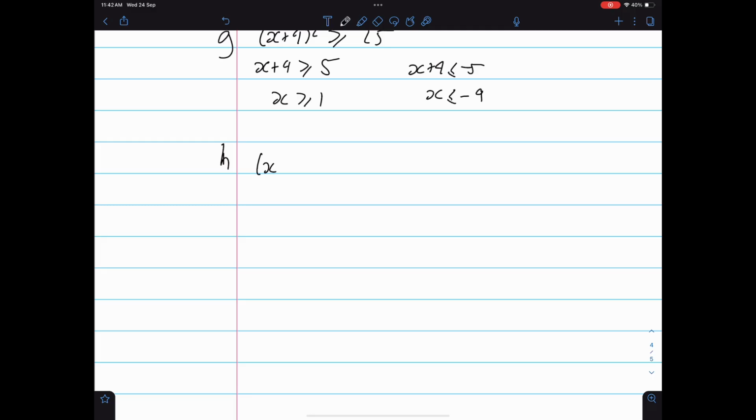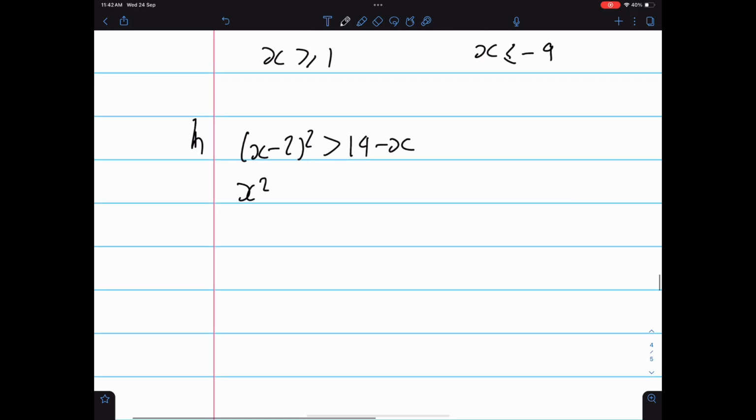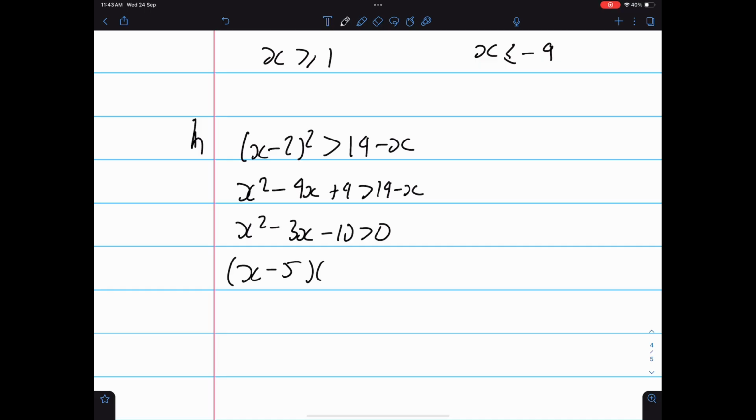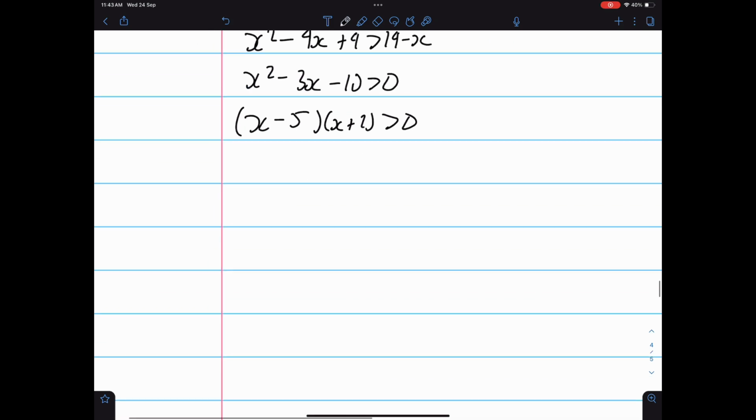H, (x minus 2) squared less than 14 minus x. I would expand. Move to one side. Factorize. We got critical points at 5 and negative 2. x will have to be less than negative 2 or greater than 5 in order for it to be greater than 0.